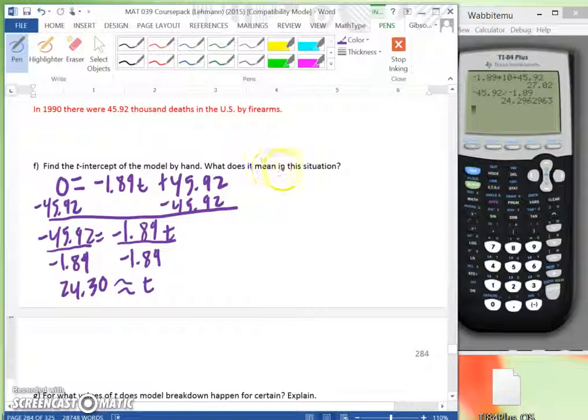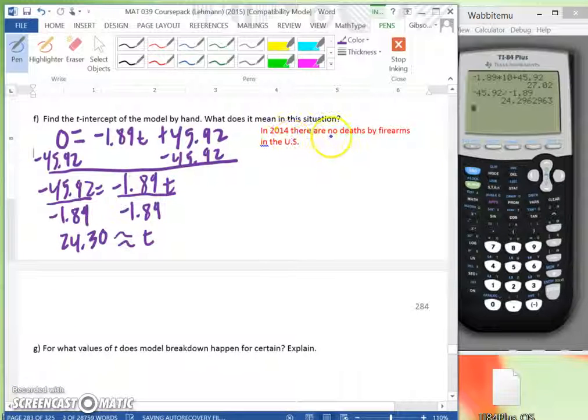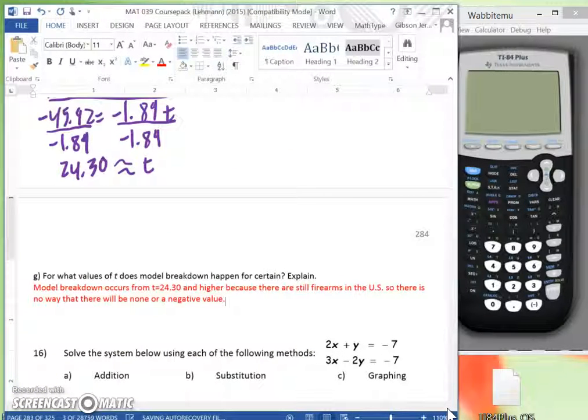Now they ask us, what does it mean in this situation? So it means in 2014 there are no deaths by firearms in the U.S. Now we have G here. For what values of t does model breakdown happen for certain? Explain. Okay, model breakdown occurs from t equals 24.30 and higher because there are still firearms in the U.S., so there is no way that there would be none or a negative value for deaths. I guess I should have put 'for deaths.'